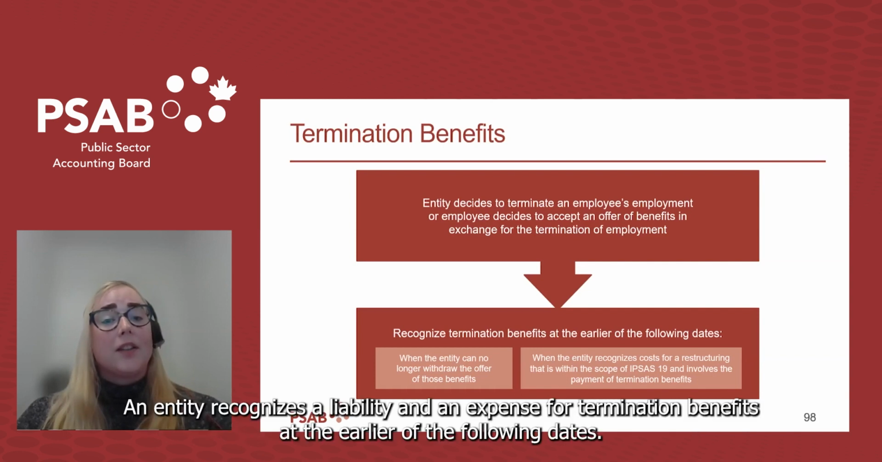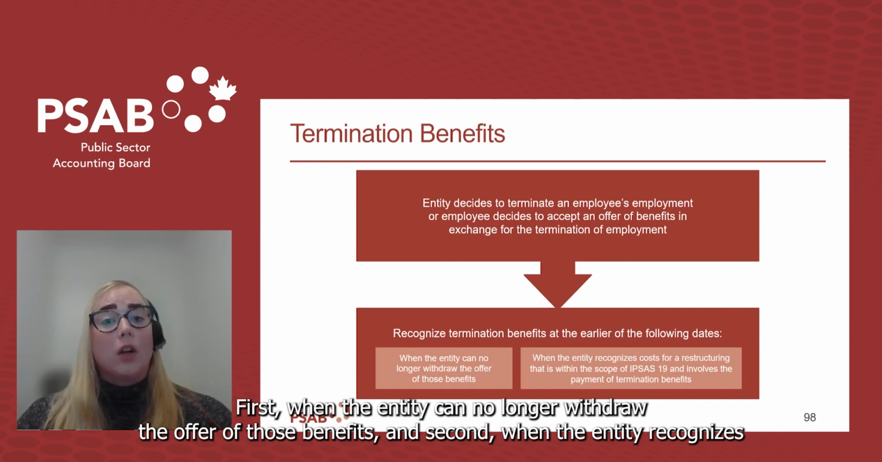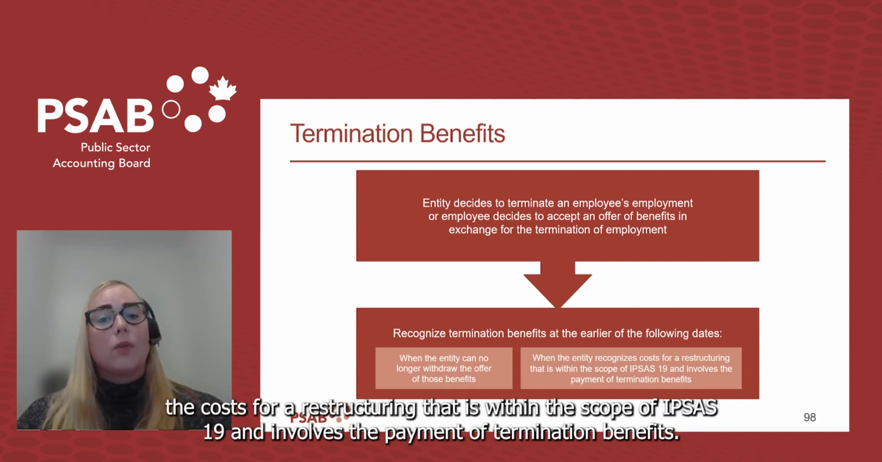An entity recognizes a liability and an expense for termination benefits at the earlier of the following dates. First, when the entity can no longer withdraw the offer of those benefits. And second, when the entity recognizes the costs for a restructuring that is within the scope of IPSAS 19 and involves the payment of termination benefits.